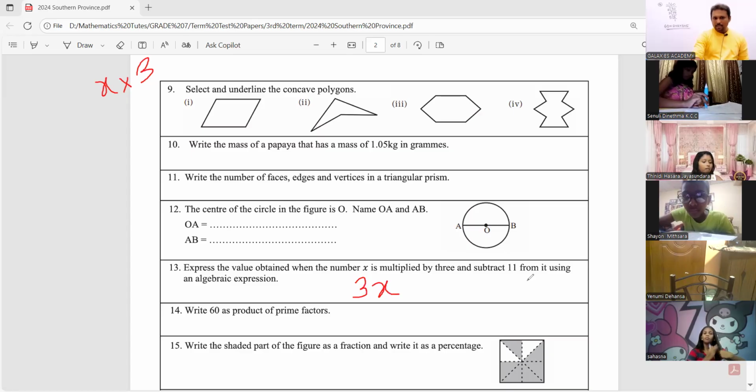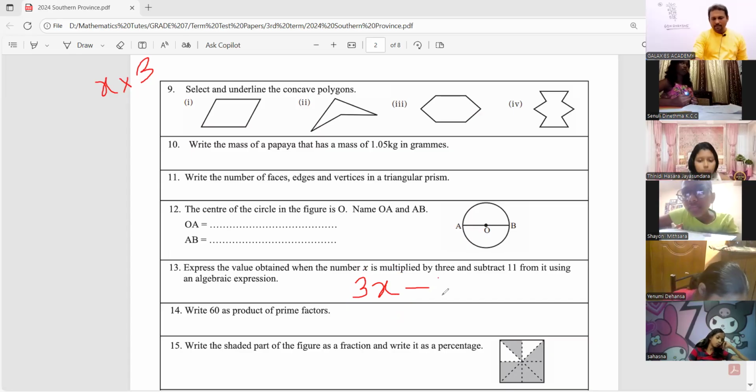3x. Yes. Then subtract 11. Subtract 11 from it, from 3x. Right? Subtract 11 from 3x. This is the algebraic expression according to the 13th question. Okay, is it clear now? Can you understand? Thank you, sir.